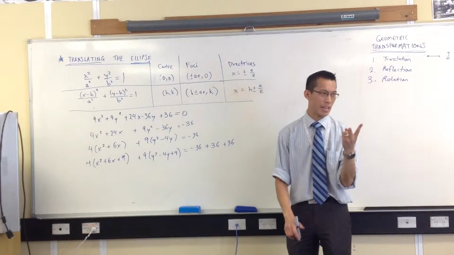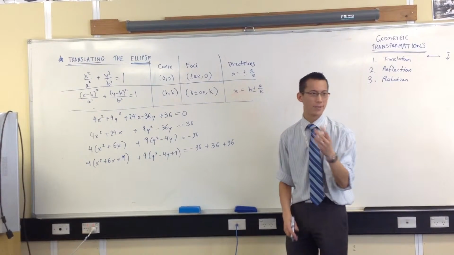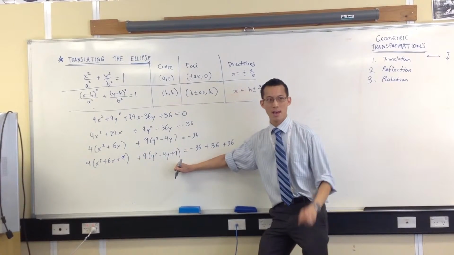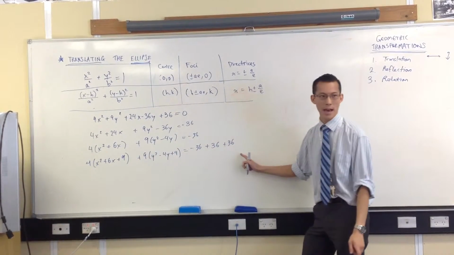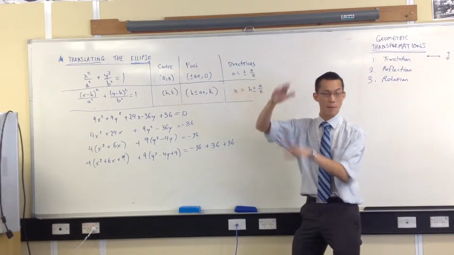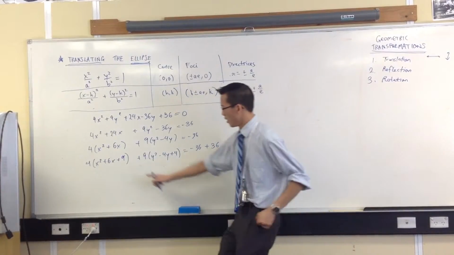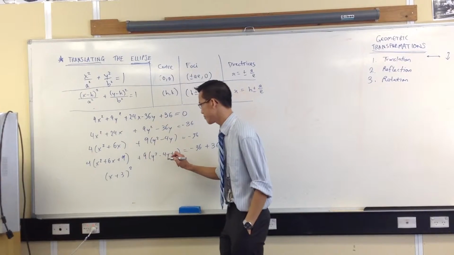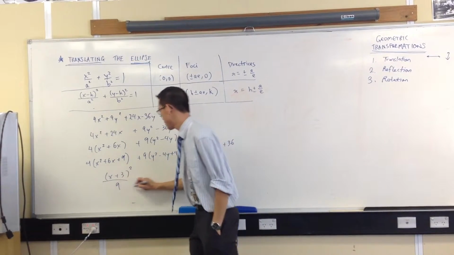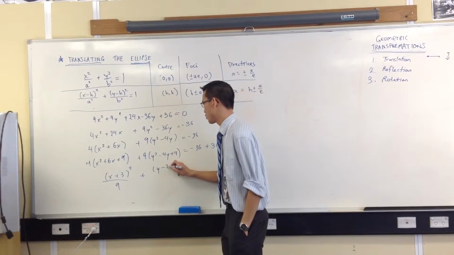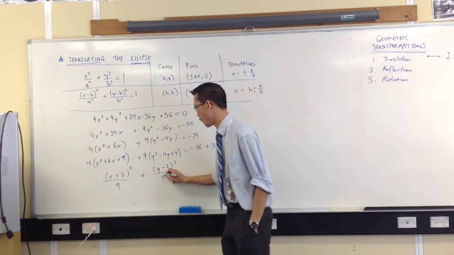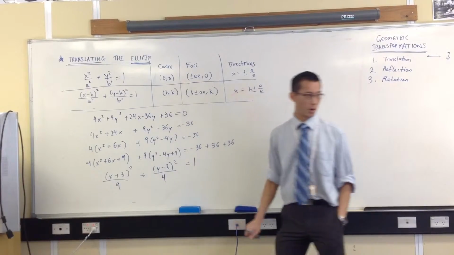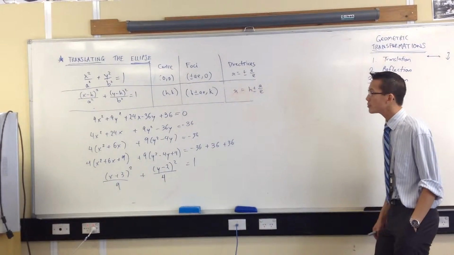I can do 2 things really at once, can't I? If you feel uncomfortable, you can do this in 2 steps. I'm going to factorize, and at the same time I'm going to divide. If you want to break that apart into 2 lines, that's fine. What do you get here? That's x plus 3, all squared, divided by 9. This will be y minus 2, all squared, divided by 4. See what I've done? That 36 is going to become the 1 that we're after. Excellent.